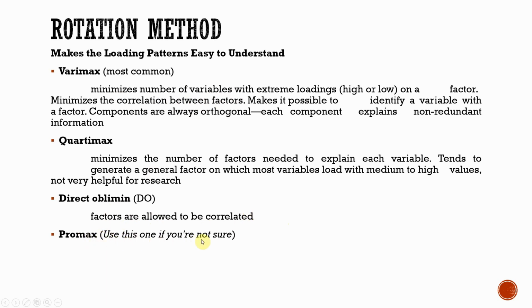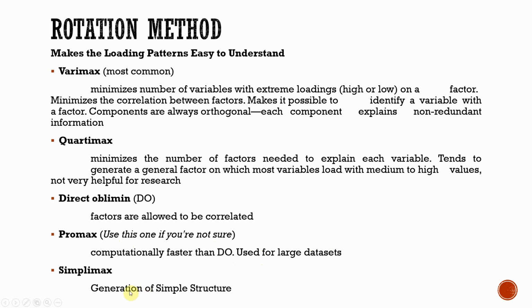The next is Promax. Use it when you are not sure. Conceptually it is faster than direct oblimin, and it's always used for a larger data set. And the last is Simplimax. It obviously generates a simpler structure. But what I would suggest is go for Varimax, because it's been extensively used in scale development papers.